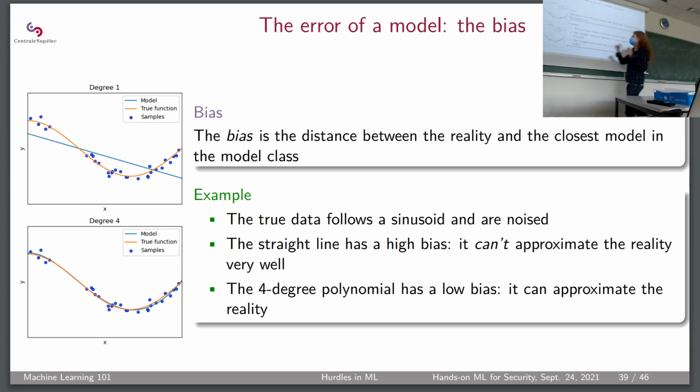If you take some fourth degree polynomial, you can see it's here, it's blue. You can get pretty close to the real value, to the real curve. Of course, it's not exactly the same because it's a sinusoid and you can't approximate it exactly with a polynomial. But it's really close. So its bias here is low because it can approximate the reality. So this is the bias.